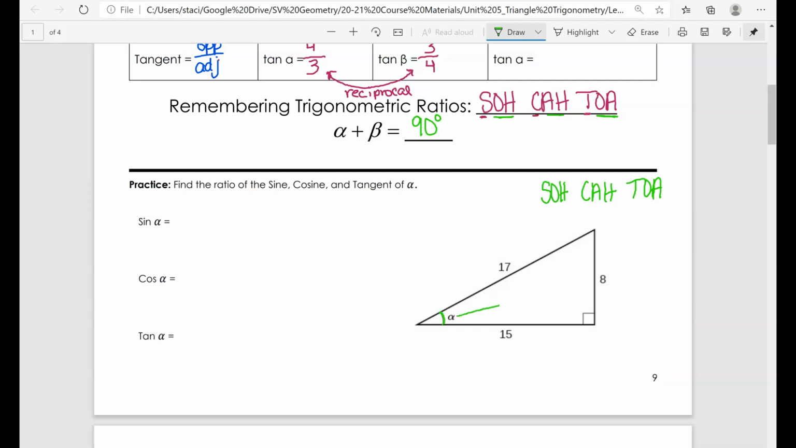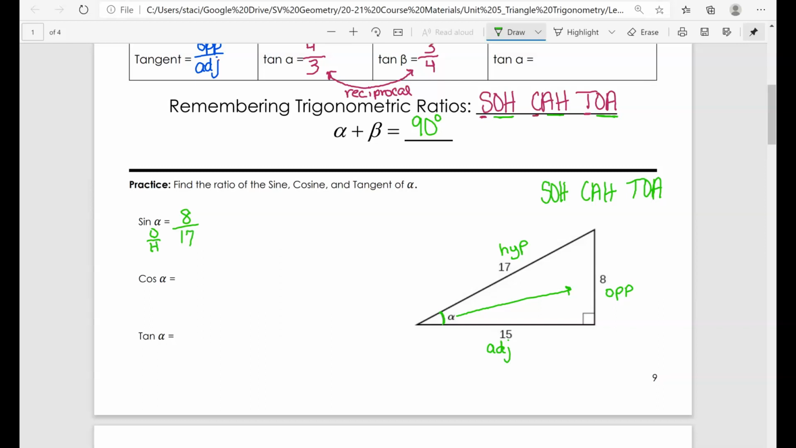So if I go straight across, this side here is my opposite. This side is my hypotenuse because it's across from the right angle. And then because this length of 15 is attached to angle A, this is my adjacent side. So if I want to create a ratio for the sine of angle A, the sine of angle A is the opposite over the hypotenuse. And so the opposite side is 8. The hypotenuse is 17.